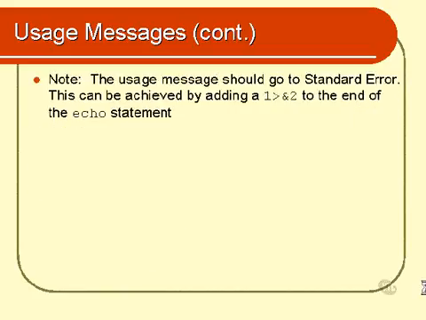And also note that it's a good idea for this usage message to go to standard error. It is, of course, an error message, so you can do that by appending a 1>&2 to the end of the echo statement. And what that means is that standard output should go to the same place as standard error is going.